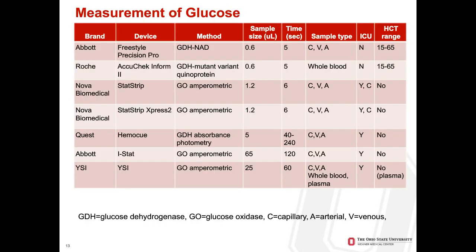Here's a description of a number of different assay methodologies in terms of the enzyme that is utilized, the sample size, the time for results, and the sample types. And you'll notice that there are a couple of point of care methodologies, the StatStrip, which do allow for capillary glucose sampling in the ICU and have that indication by the FDA. You'll also notice in the hematocrit column, there are a number of methodologies that are not affected by hematocrit, and we'll discuss that in more detail.